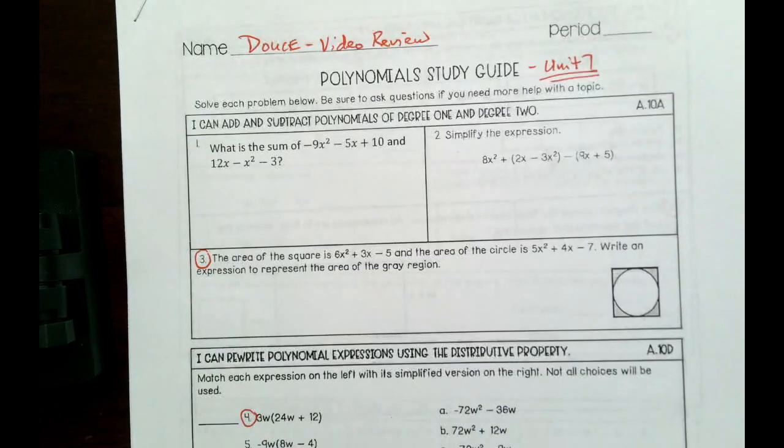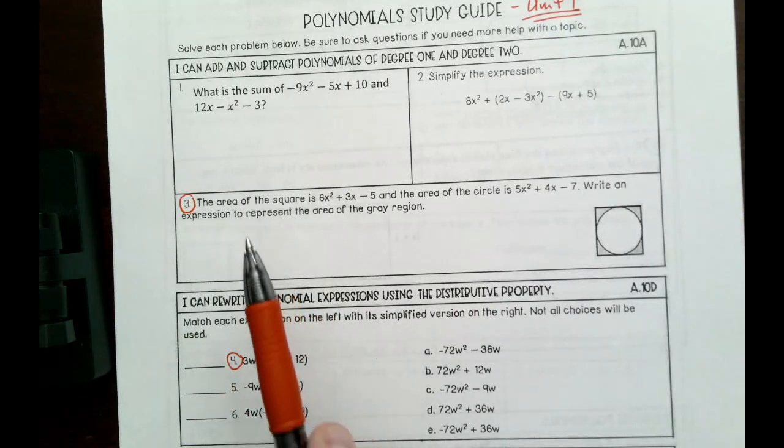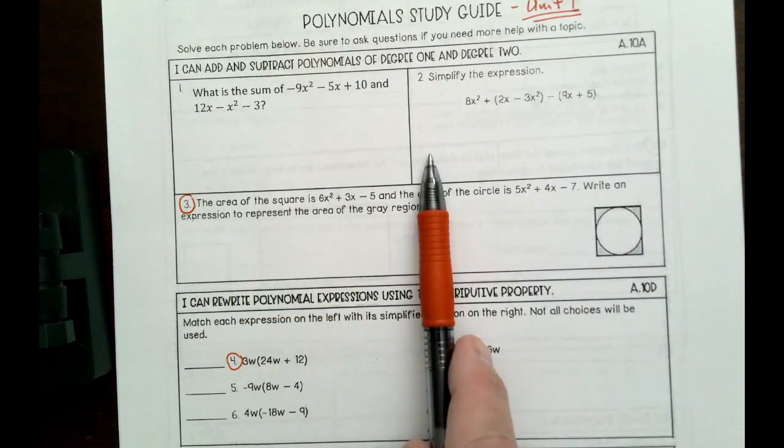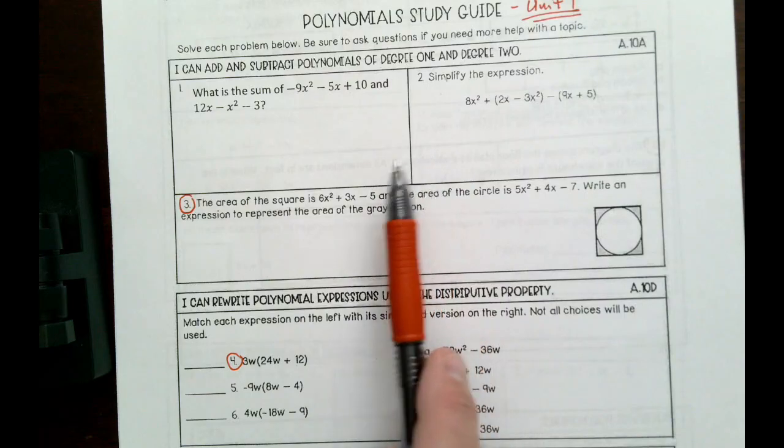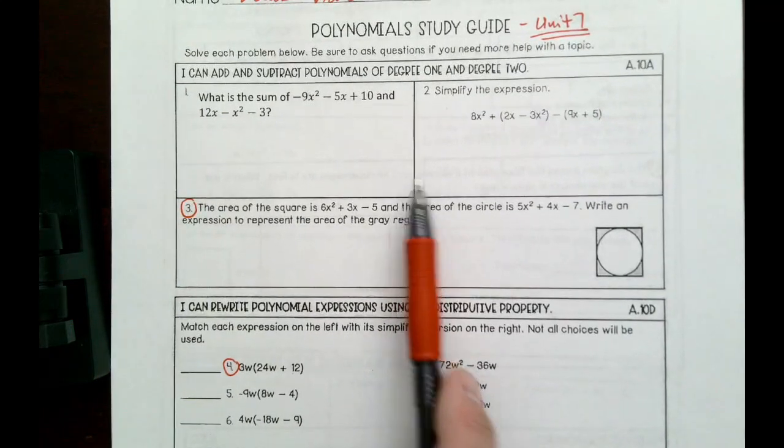So I'm just going to get started, and I'm going to work on problem number 3. The first 3 problems are over adding and subtracting polynomials. This is from lesson 7.2. So if you have questions on this, you can go to the notes or watch the video on lesson 7.2.